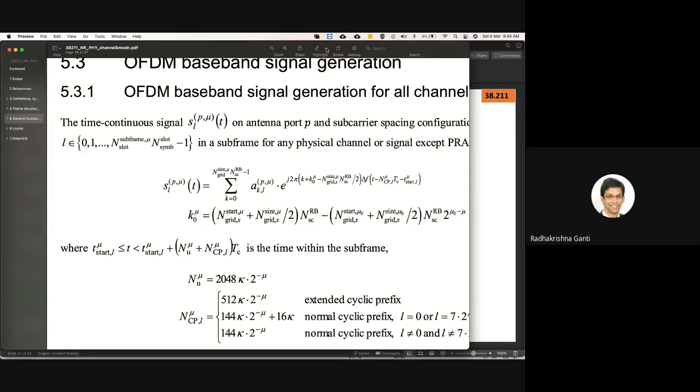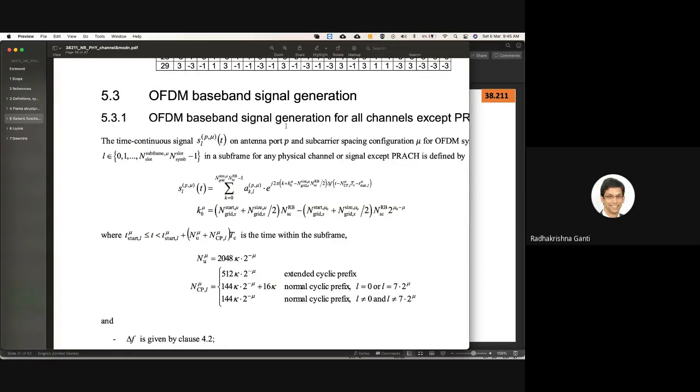Okay, this is the final formula. See, in this whole thing, they will not tell you to do FFT, they will not tell you to do IFFT and other things in the specification. What they say is, remember A_{k,l}^{(p,μ)}. A_{k,l} was the value at the k, l-th point in the grid for a port p and subcarrier spacing μ. They say that if this is there, then how do you generate the output baseband signal?